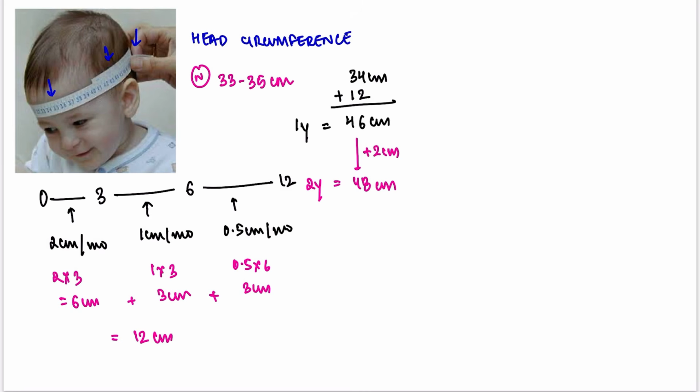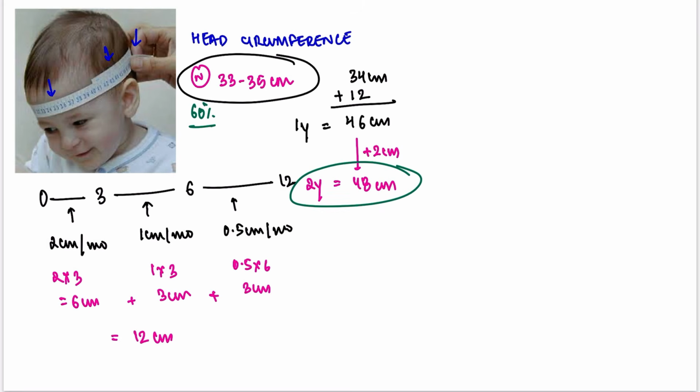Now, what are the pointers for the exam? They say, what about the birth circumference? This birth circumference is actually 60% of the adult size. And by the end of 2 years of age, we have reached 90% of the adult size. So these are some important questions for the next anthropometric parameter, that is head circumference.